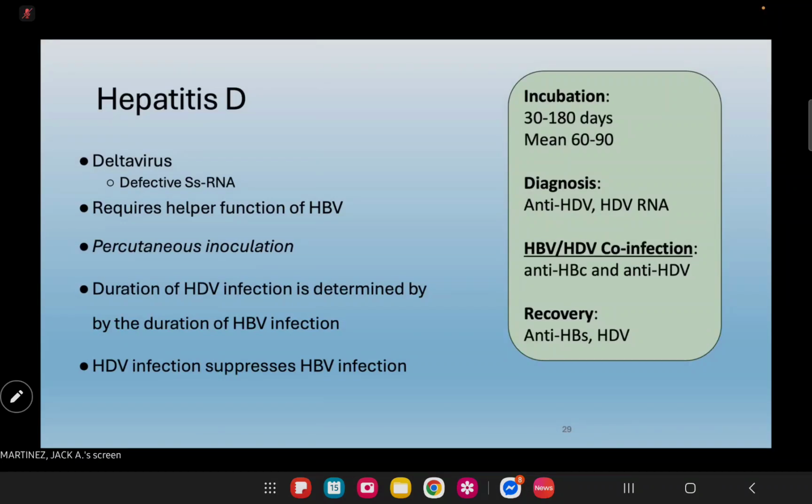Because hepatitis D depends on hepatitis B, vaccination matters. Okay, giving the vaccine against hepatitis B also prevents hepatitis D. Okay, it's a key preventive strategy. So just by giving the Hep B vaccine, you will be able to protect the patient against Hep D infection.